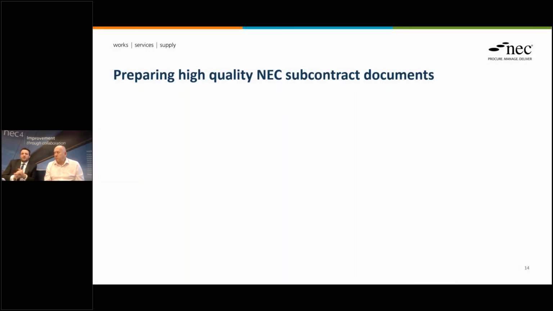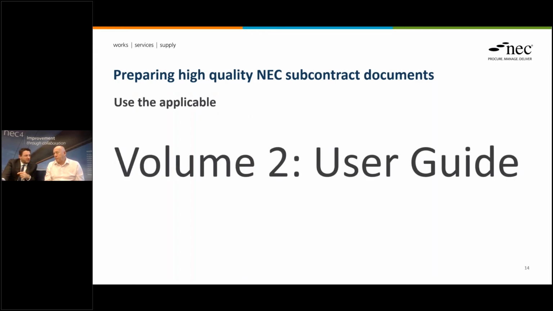So, preparing high quality NEC subcontract documents. What should we do with this? Well, I hope I haven't been too bold in this. I'm trying to emphasise it because it basically is the sum of the things we need to do. We need to use the volume 2 user guide. There's a really good codified structure in there for how to set out your subcontract scope, and also worked examples of contract data with some guidance. So let's have a look at those.